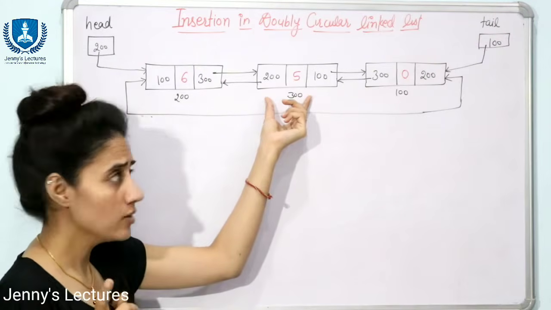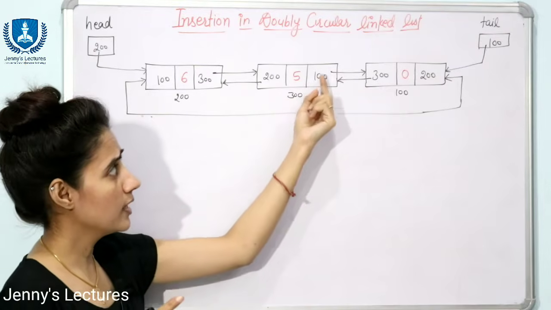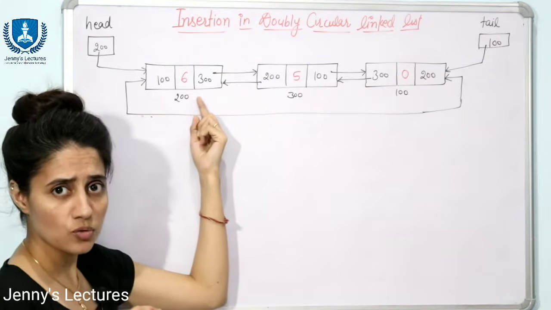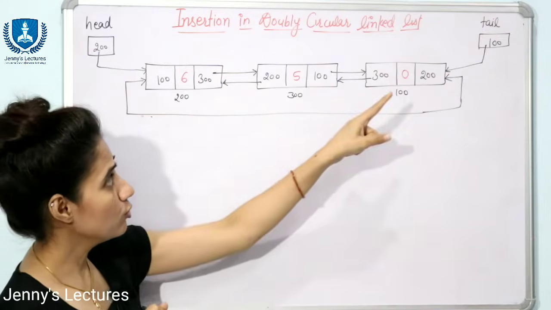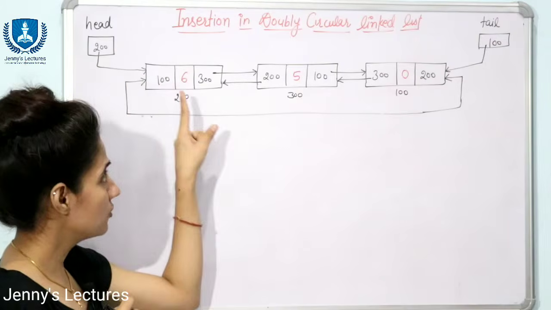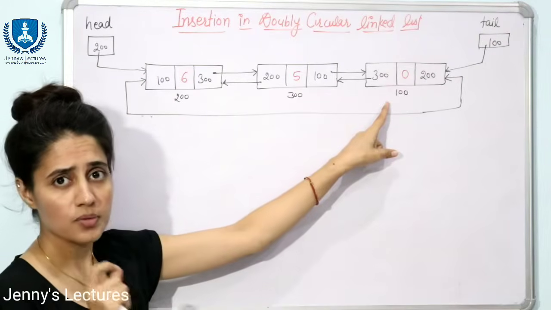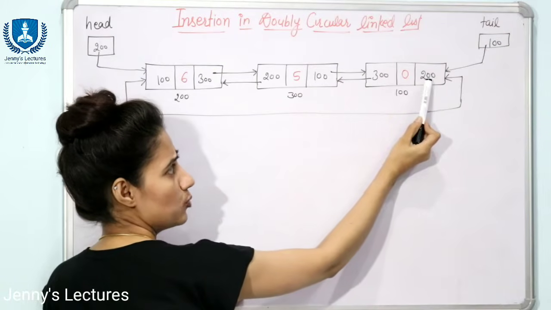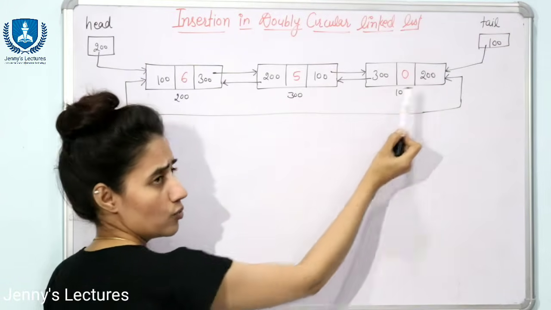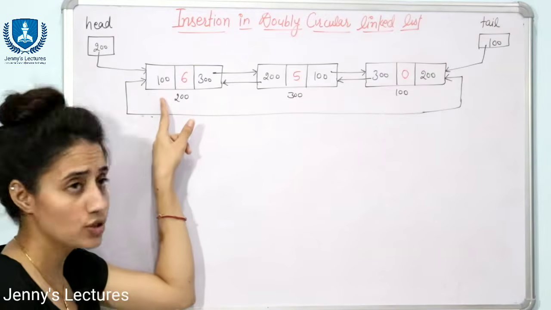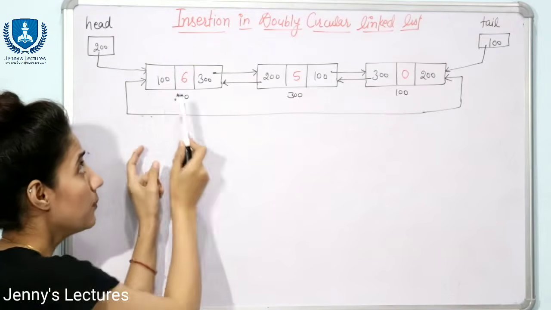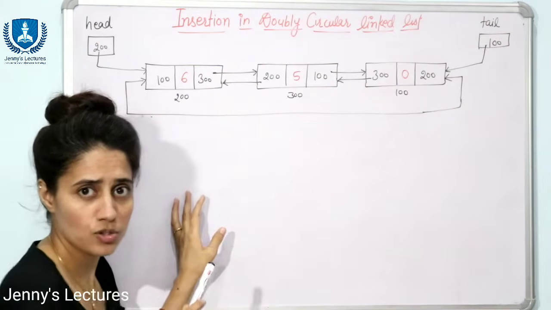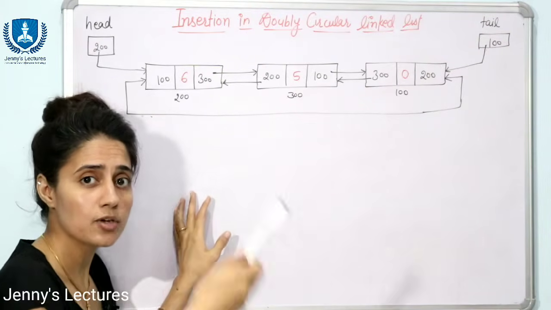Every node has three parts. Data part, the next pointer containing the address of the next node, and the previous pointer containing the address of the previous node. Plus here I am also maintaining a tail pointer and a head pointer. Head contains the address of the first node, tail contains the address of the last node. Plus one more thing: the next pointer of the last node contains the address of the first node, and the previous pointer of the first node contains the address of the last node, to make it a doubly circular linked list.